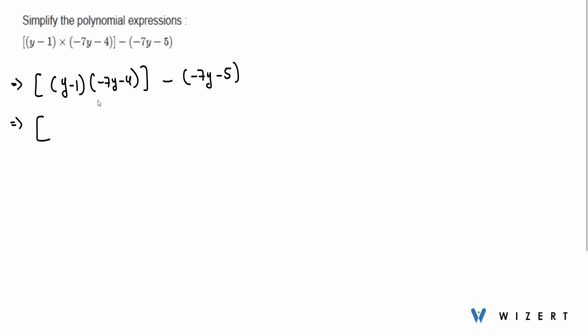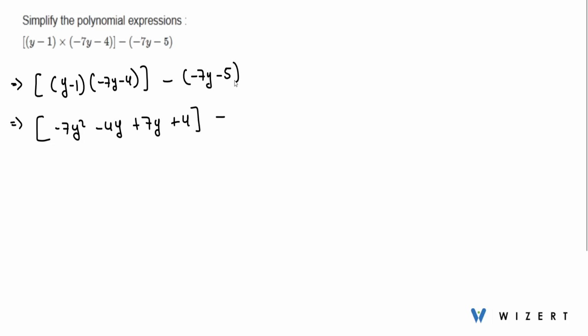That is, y multiplied by minus 7y will become minus 7y square. Then y multiplied by minus 4 will become minus 4y. Again, minus 7y multiplied by minus 1 will be 7y. And finally we have minus 4 into minus 1, which is plus 4.